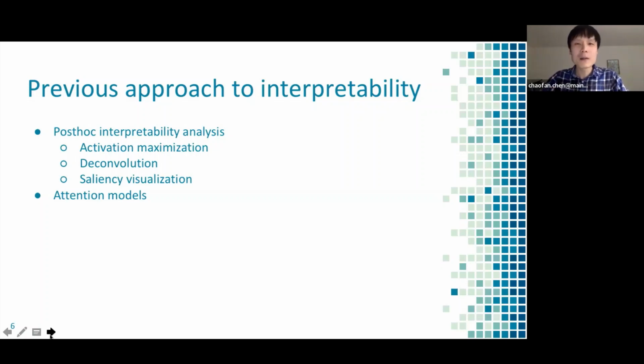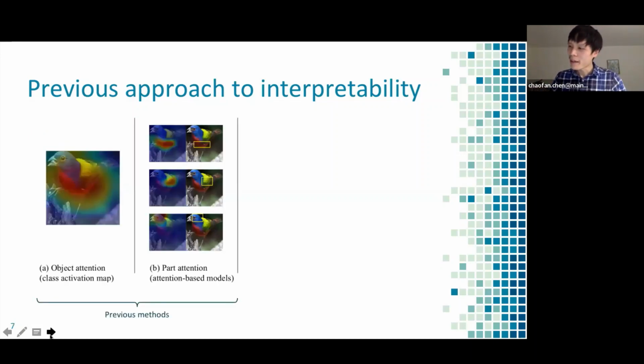And the other area where prior work develops interpretability is through something called attention models. Basically, these attention models will often explain classification decisions using something called attention, right? So what's attention?